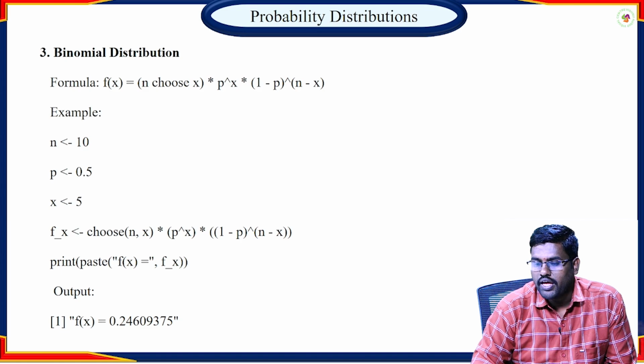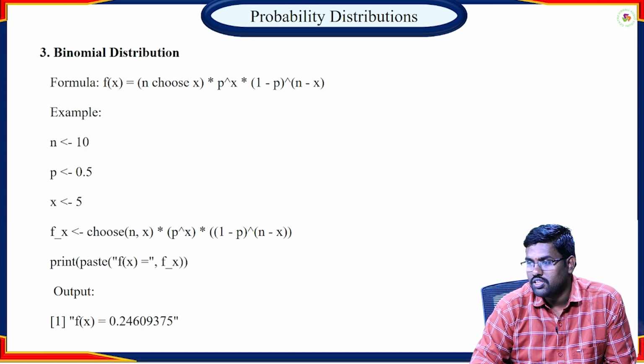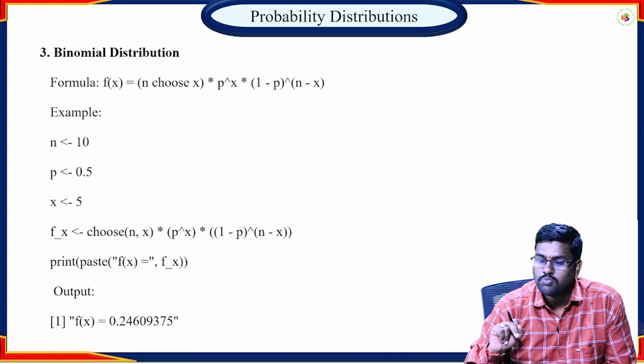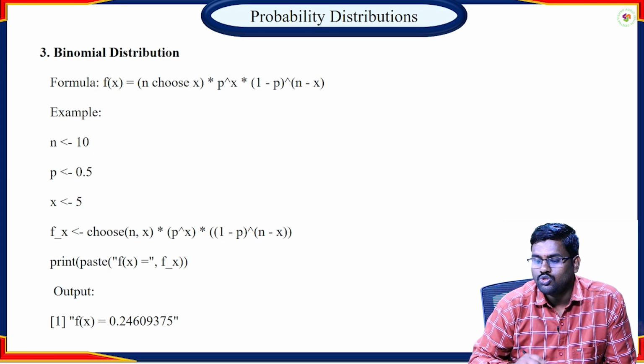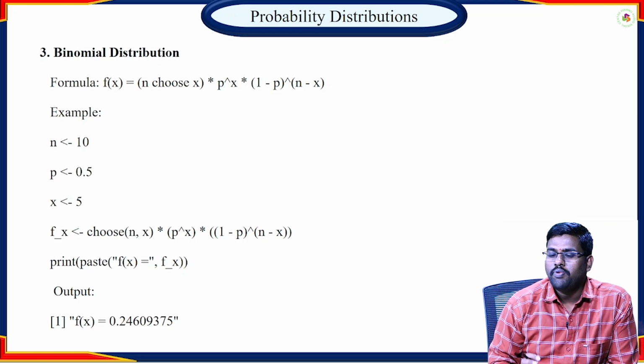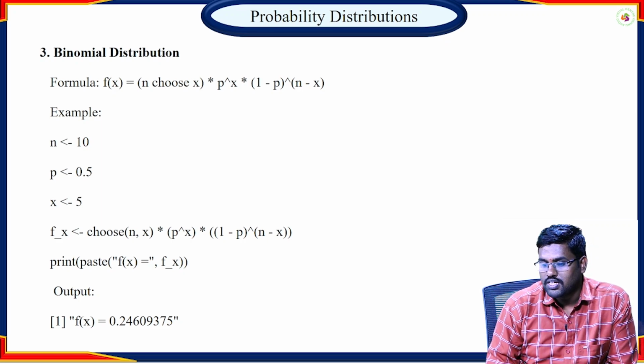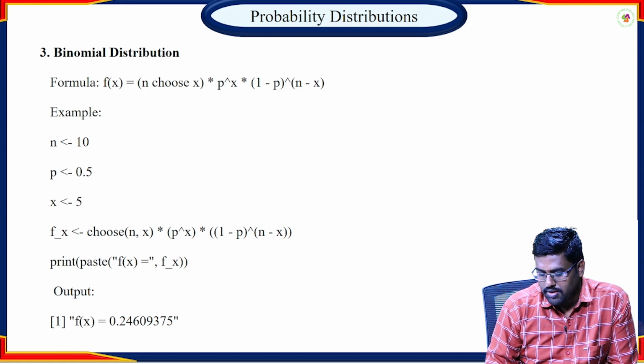Binomial distribution. Binomial distribution is used to represent the distribution occurring in a binomial way, that means a curve representation of values. The formula is f of x is equal to n choose x, p power x, where p means the probability of success, x is our value, and 1 minus p means the probability of failure.